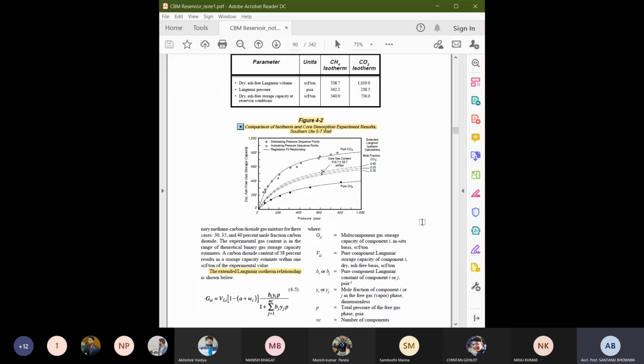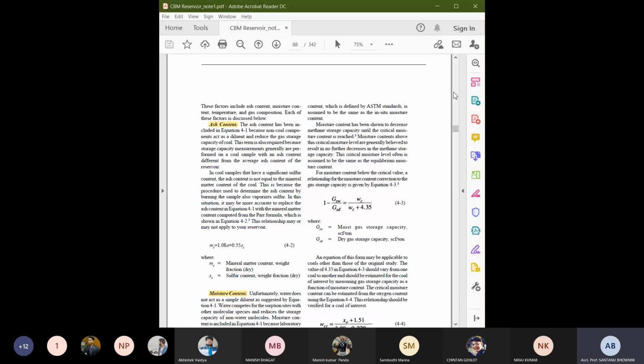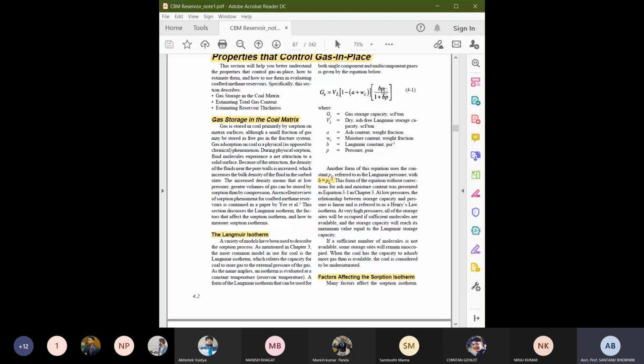Okay, now this is for the pure gas. Whatever equation we have seen earlier for the Langmuir, let me tell you, this is the equation for the pure gas when only methane or only carbon dioxide or only nitrogen are there. Whereas if you are going to see that there is a mixture, this equation is invalid. Then this equation will be invalid.